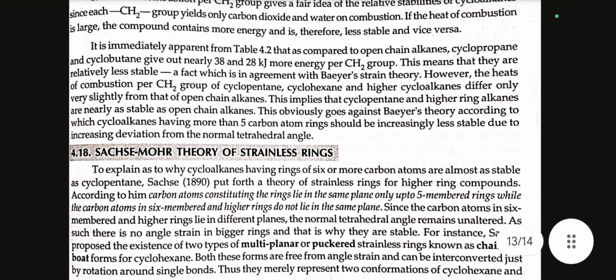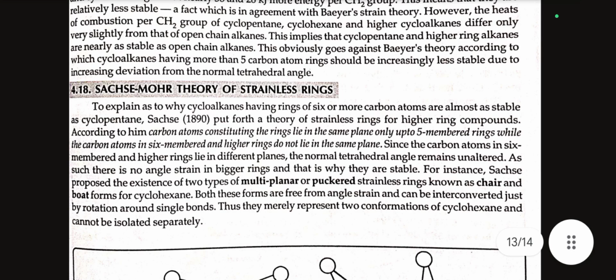Now we will discuss the Sachse-Mohr theory of strainless rings. To explain why cycloalkanes having rings of 6 or more carbon atoms are almost as stable as cyclopentane, Sachse put forward a theory of strainless rings for higher ring compounds. According to him, carbon atoms constituting the rings lie in the same plane only up to 4-membered rings, while the carbon atoms in 6-membered and higher rings do not lie in the same plane. Since the carbon atoms in 6-membered and higher rings lie in different planes, the normal tetrahedral angle remains unaltered, such that there is no angle strain in bigger rings, and that is why they are stable.